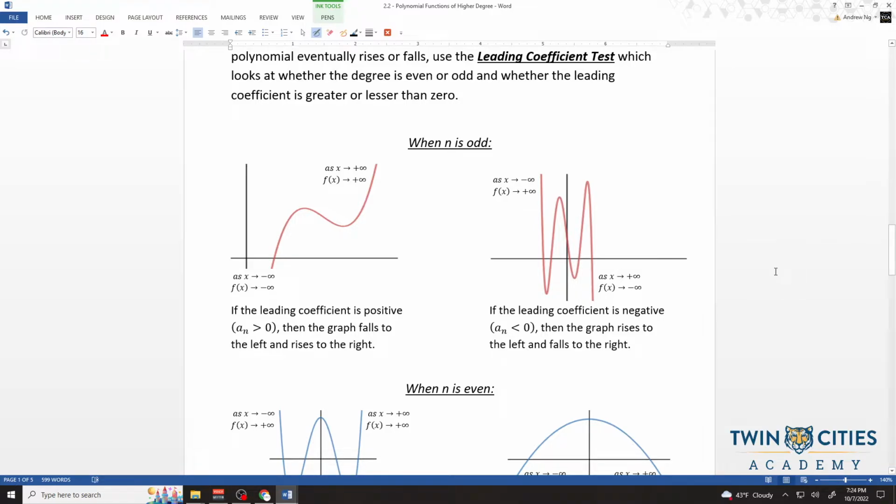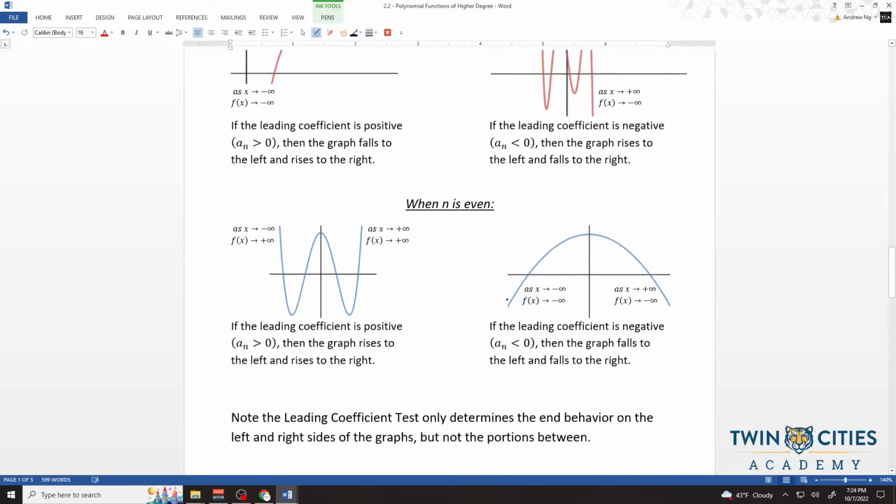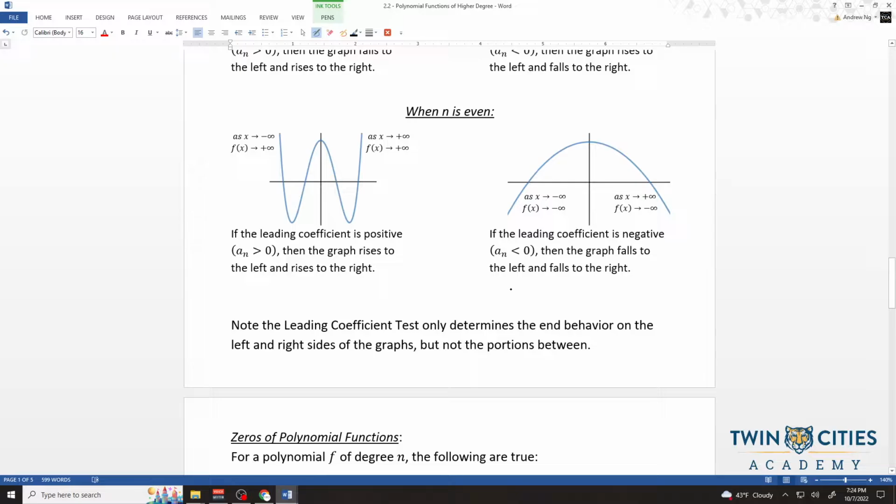Now, when n is even, both the left and the right side follow the same pattern. They both either go up, so we go up to the left, up to the right, or we could say rise, rise, or they both fall. So we fall to the left here and we fall to the right. How we know is based again on the leading coefficient.